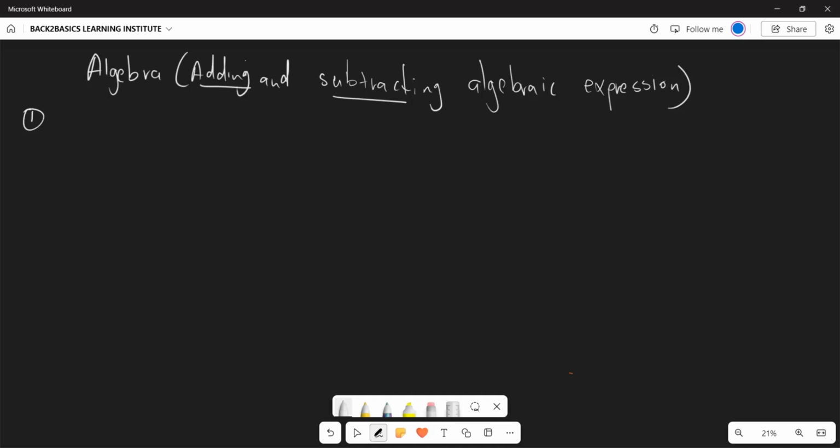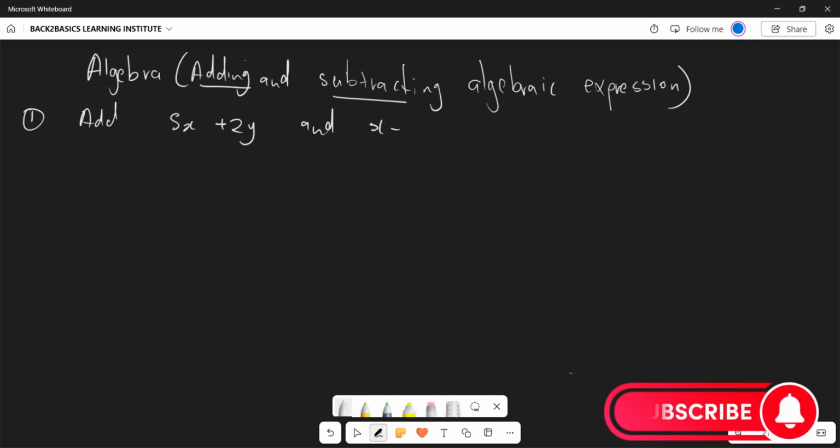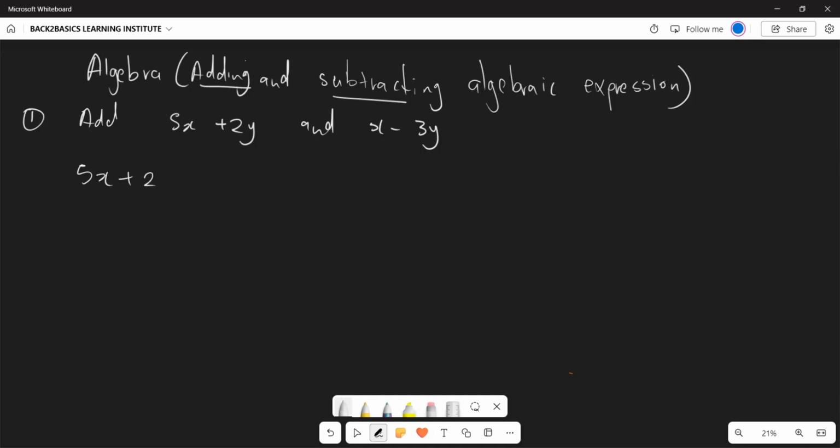Now let's say they want you to add 5x plus 2y and x subtract 3y. What is it that you are going to do here? This is going to be the same as 5x plus 2y plus, isn't it that they said "and"? So this is going to be plus x subtract 3y. Are we together?